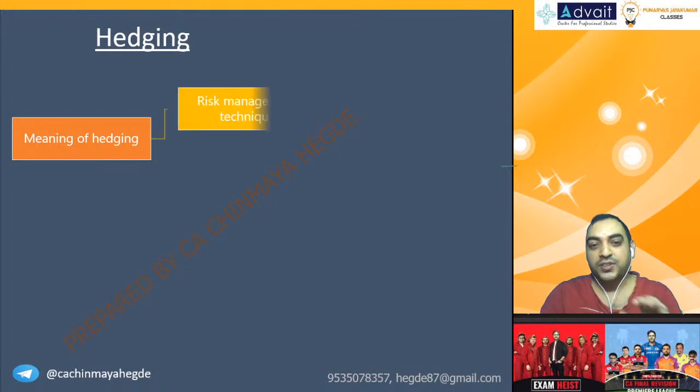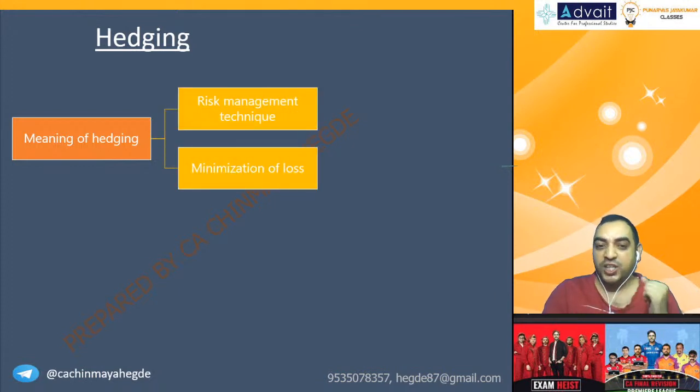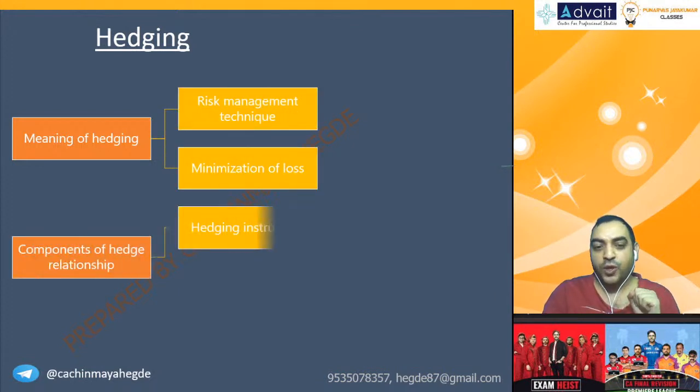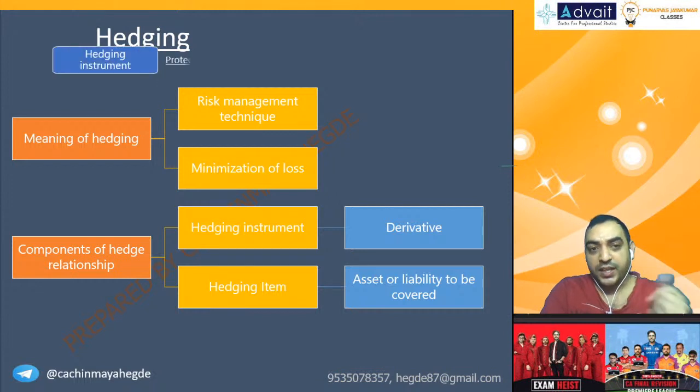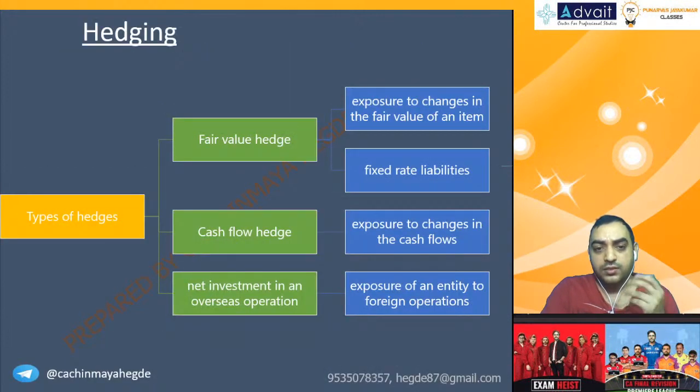Let's go further on this. So hedging means a risk management technique, the process of minimization of loss. So there have to be two elements. One is the hedging instrument and the other is the hedged item. The hedged item is where the risk is being created, and the hedging instrument is where the risk is getting reduced. Along with the types, I'll explain this also, with examples.